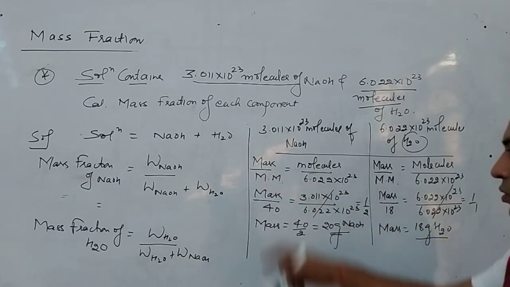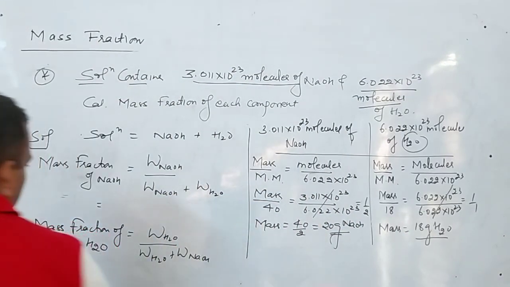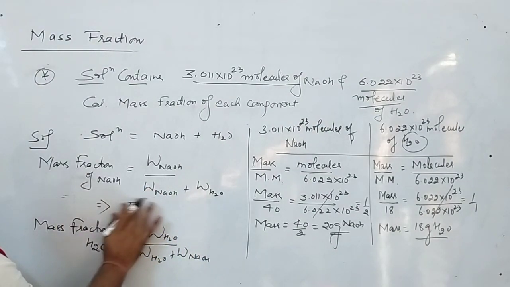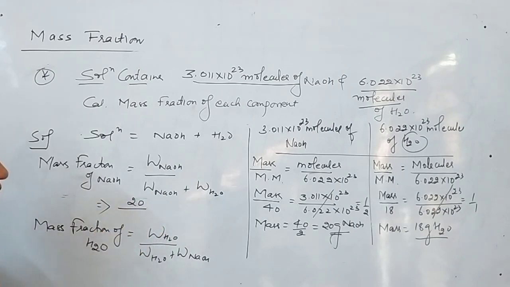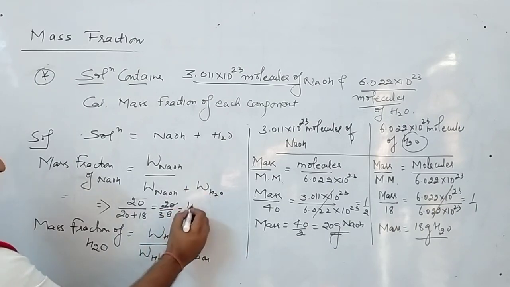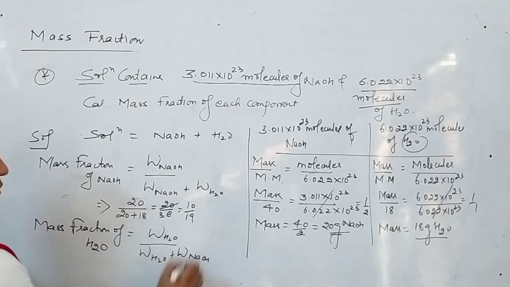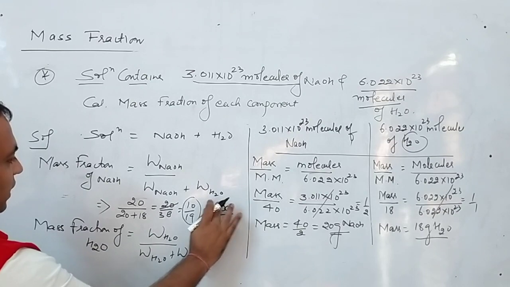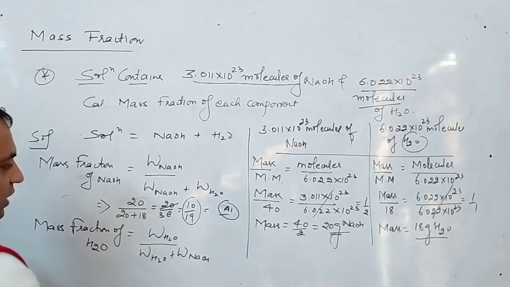Now I got the mass, so I calculate the mass fraction. I will calculate the mass fraction of NaOH. The mass of NaOH is 20 upon the mass of NaOH 20 plus water, which is 18 gram. So this will be 20 upon 38. On simplification, this comes out to be 10 by 19. Okay, clear? You can solve it in decimals and mark the answer as A1. Try it yourself.